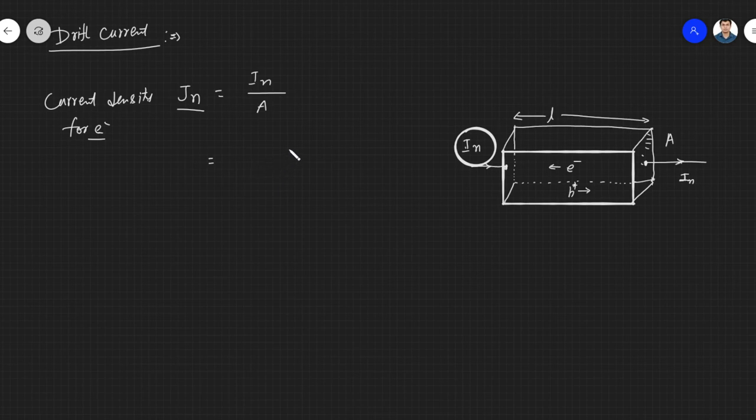The current will depend on a few parameters. First, how fast the electrons are moving, that is their drift velocity, and this drift velocity depends on the electric field. One more parameter is the carrier density. So n we define as the electron density per unit volume.